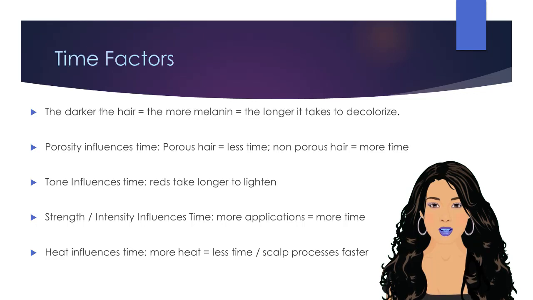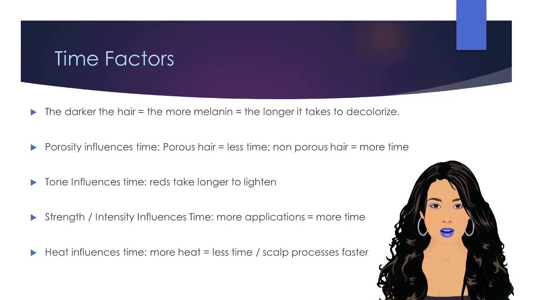The existing tone will also influence your processing time. Reds take longer to lighten than blondes, and black tones will almost never lift to a level 9 in one visit. The strength or intensity of the hair color can also influence how long the color will take to process. The more previous applications, the longer it will take to remove.